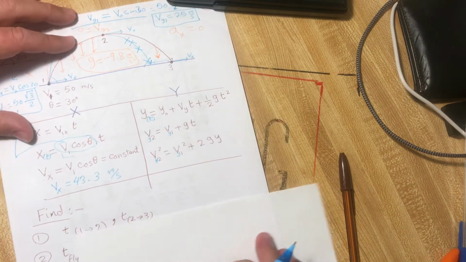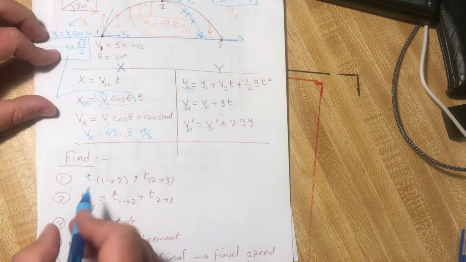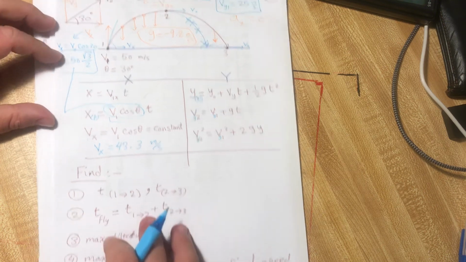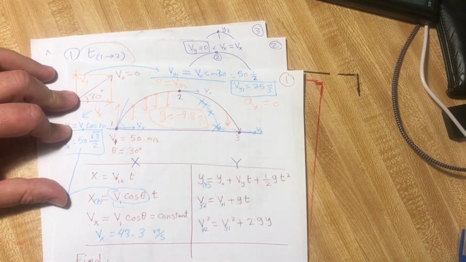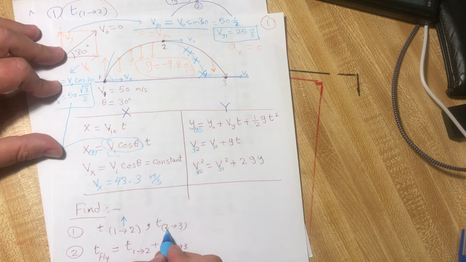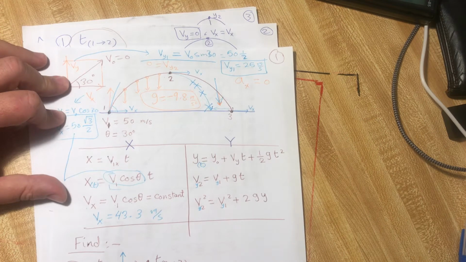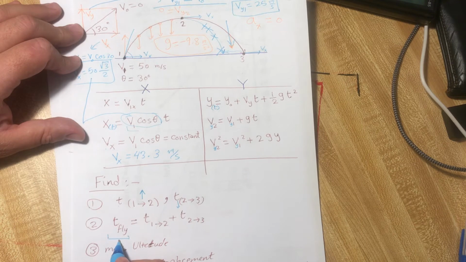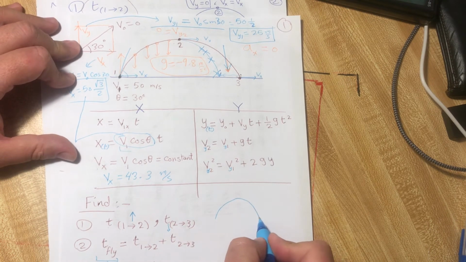vy1 squared plus 2gy. They are the same equations of motion. Okay, now I need to find t, the time from point 1 to point 2. This is point 1 and this is point 2. This is the time of climbing, and I need you to find t from 2 to 3. This is 2 and this is 3. This is the time of falling, going down. And also I need the flying time, which is the time of climbing plus the time of falling.